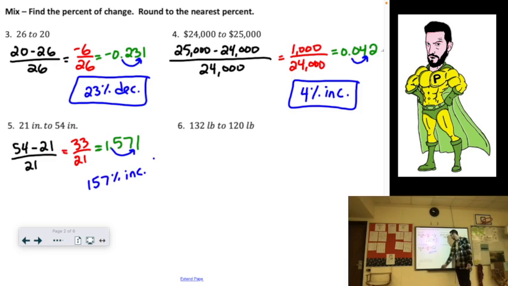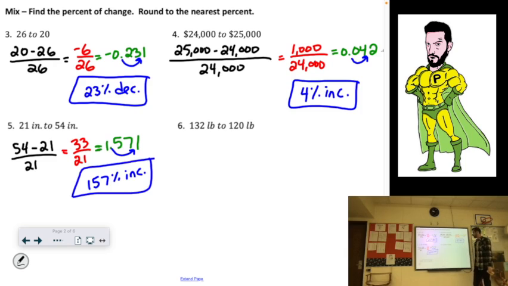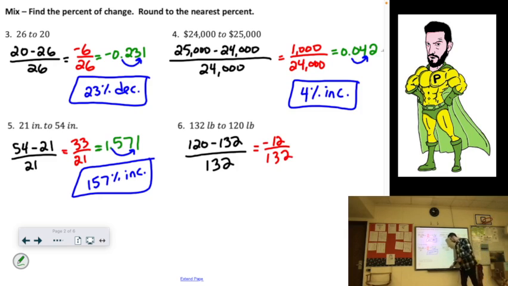Nice. One more. It went from 132 pounds to 120 pounds. That is a decrease, obviously. So new, 120, minus old, 132, over old, 132. So that would give us negative 12 over 132. Let's see, 12 divided by 132 is 0.09090909. Negative 0.09. So move the decimal twice, and this is a 9% decrease.